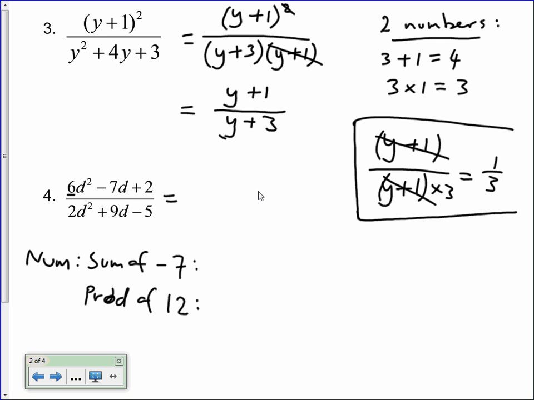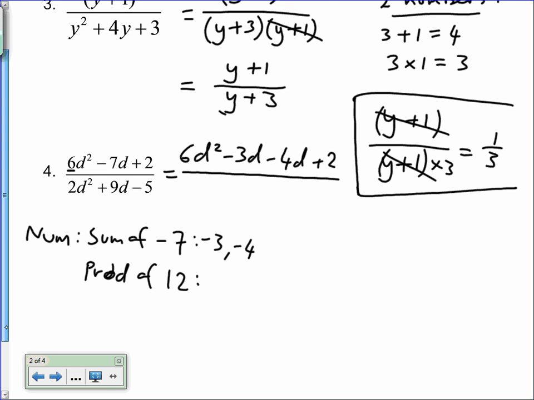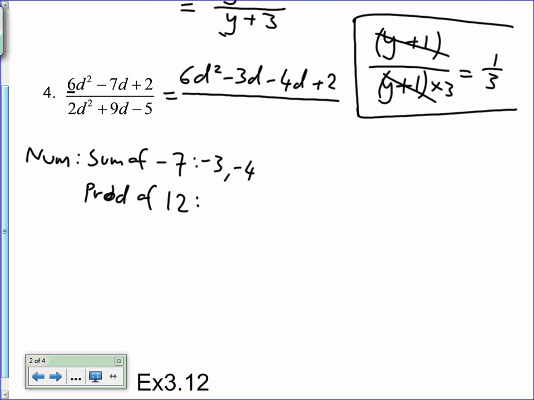What are the two numbers, Daniel? Good, excellent. -4, -3. Okay, -3, -4. That's correct. So I can divide the top up as 6d squared minus 3d minus 4d plus 2. That's my first step. Now I have to work out the denominator separately.